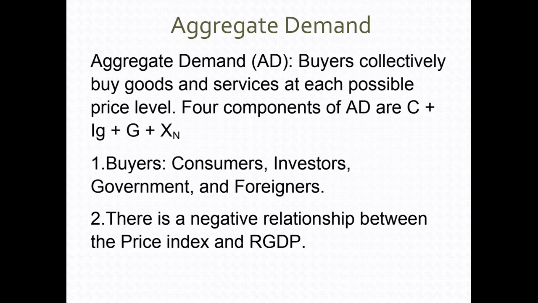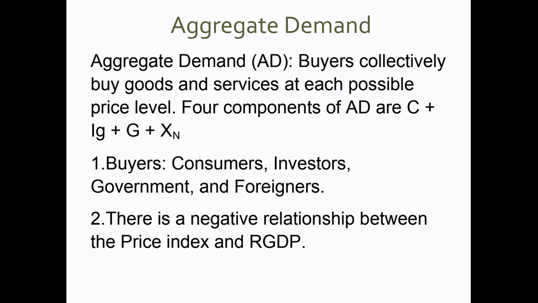So by aggregate demand, I mean overall demand, total demand in the economy. Buyers collectively buy goods and services at each possible price level. Basically, there are four components of aggregate demand. These components are capital C as consumption expenditures, I_G is gross investment, capital G is government expenditures, and X_N simply means net exports, that is exports minus imports. So these are four categories of demand.